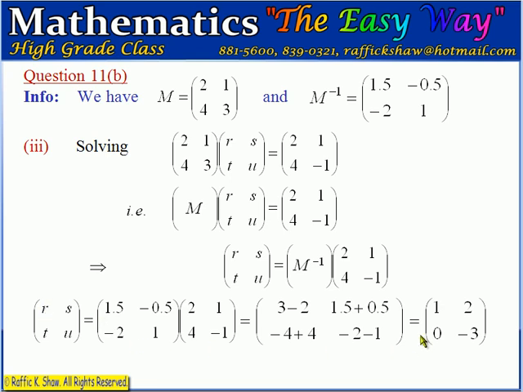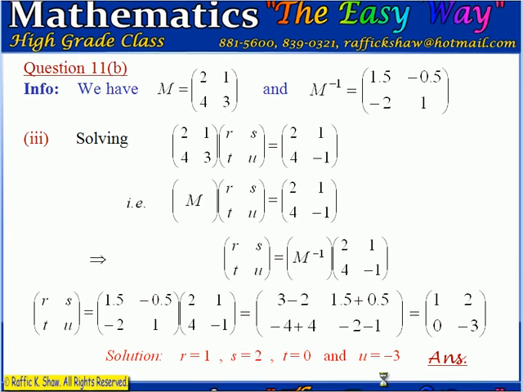And therefore, R is equal to 1, S is equal to 2, T is equal to 0, and U is equal to negative 3. And so we can show our solution line. Solution is that R is equal to 1, S is equal to 2, T is equal to 0, and U is equal to negative 3. And that's the solution for this question. And that's the end of this question and the end of this production.